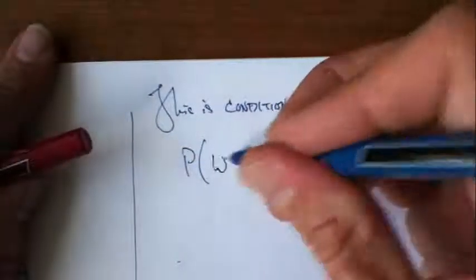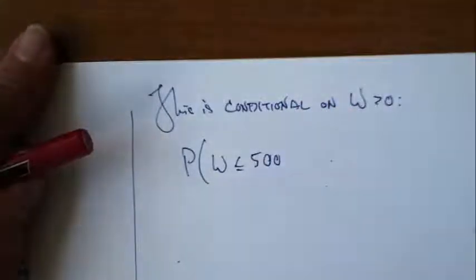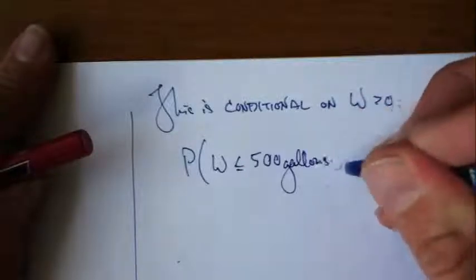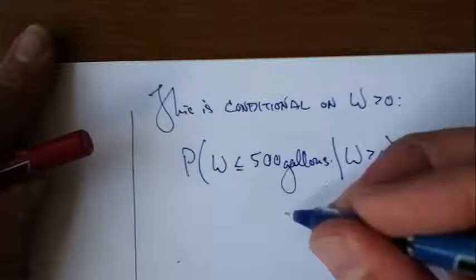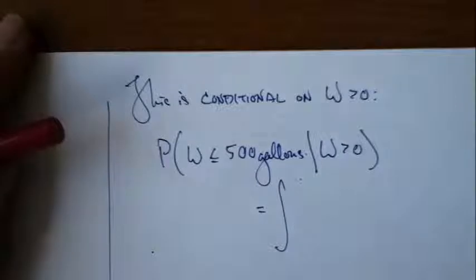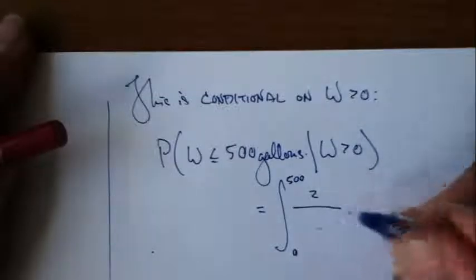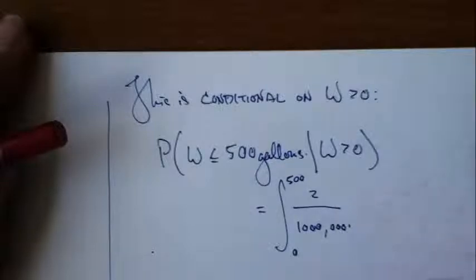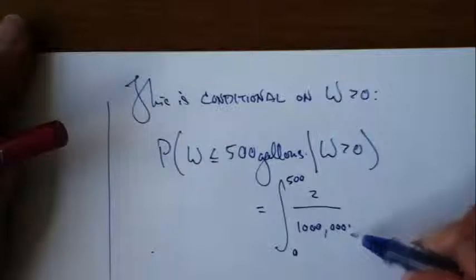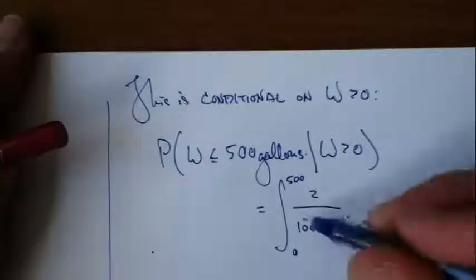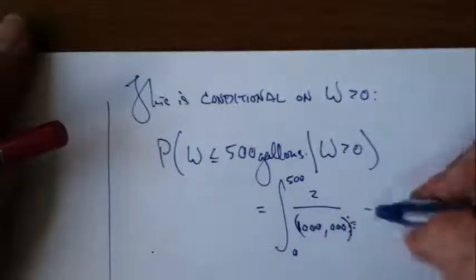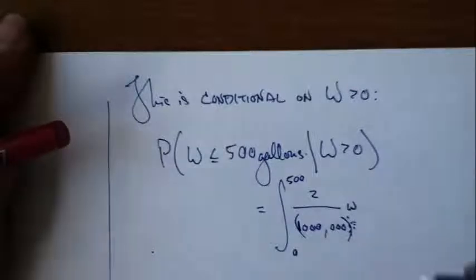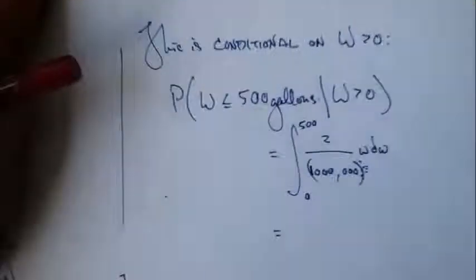That is, the probability that W is, say, less than or equal to 500 gallons, given W is greater than 0, is the integral from 0 to 500 of, I'm going to integrate that density function, 2 over 1,000,000 times W dW. If I carry that out, I get a quarter.